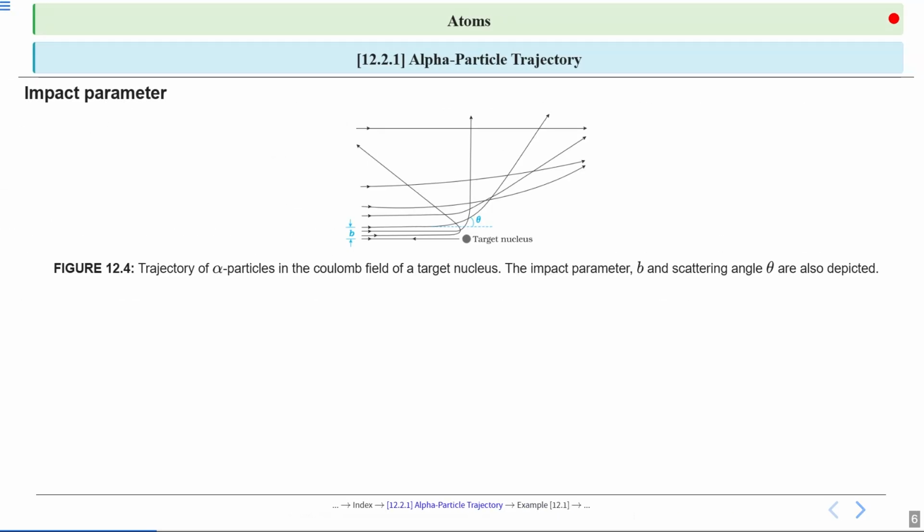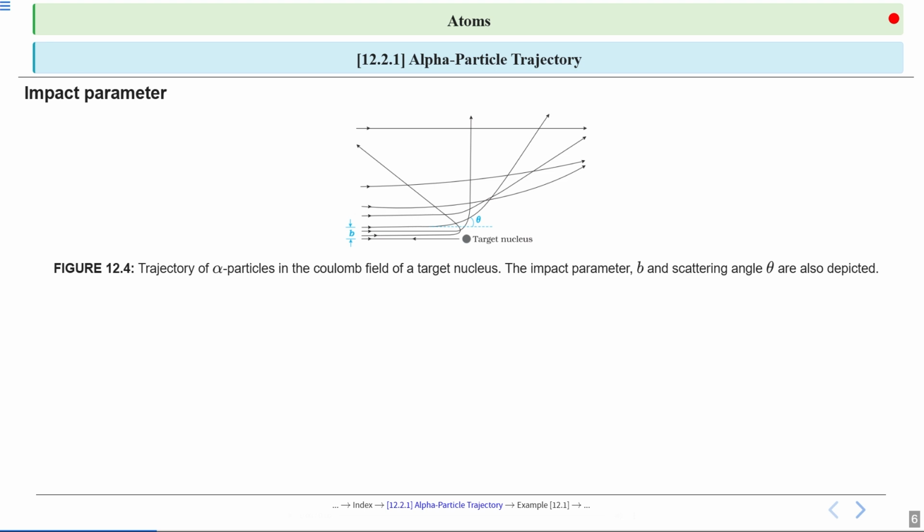The diagram shows the trajectory of alpha particles as they approach a nucleus. Figure 12.4: trajectory of alpha particles in the Coulomb field of the target nucleus. The impact parameter b and the scattering angle theta are also depicted.